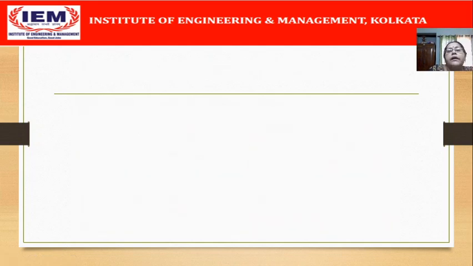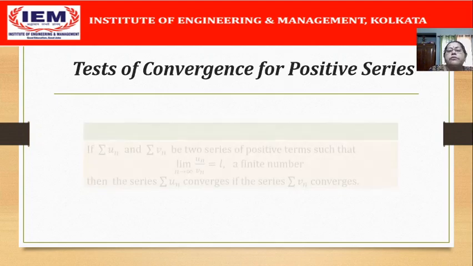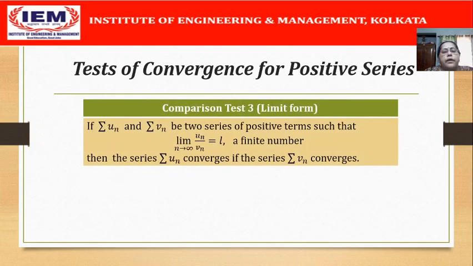Next, we will see the comparison test again but in a different form, now in limit form. So if sigma un and sigma vn be two series of positive terms such that limit un by vn as n tends to infinity equals L, where L is a finite number, then the series sigma un converges if the series sigma vn converges. So if we compare the two terms in the limit form and if that limit is a finite number, then if the second series converges, then the first also converges.